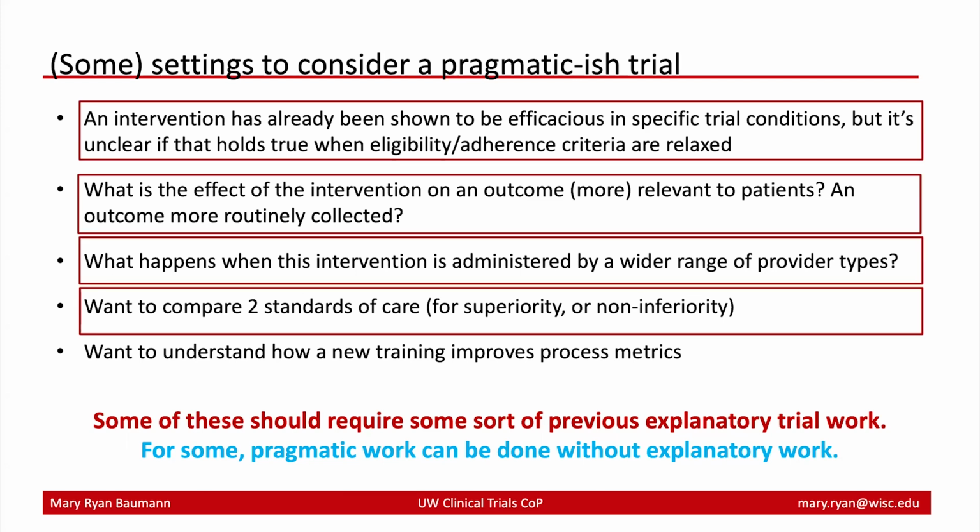So these are the ones that are kind of boxed in red. These are ones that involve some sort of intervention that could potentially involve more than minimal risk to research participants. And I think a lot of times when we talk about pragmatic trials, we talk about them in terms of maybe comparing standards of care. But before we get to standard of care, we need to have an explanatory trial to make it standard of care.